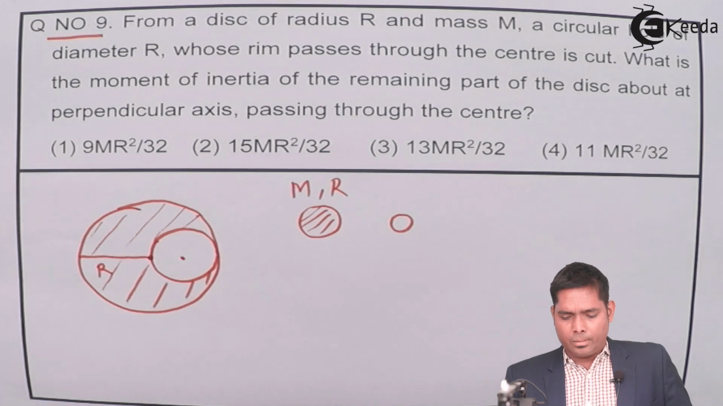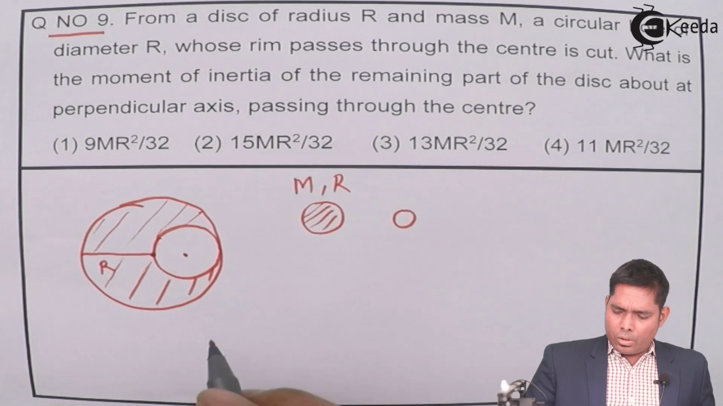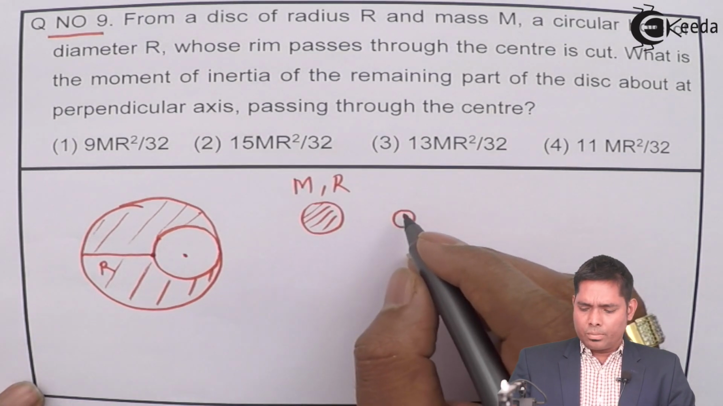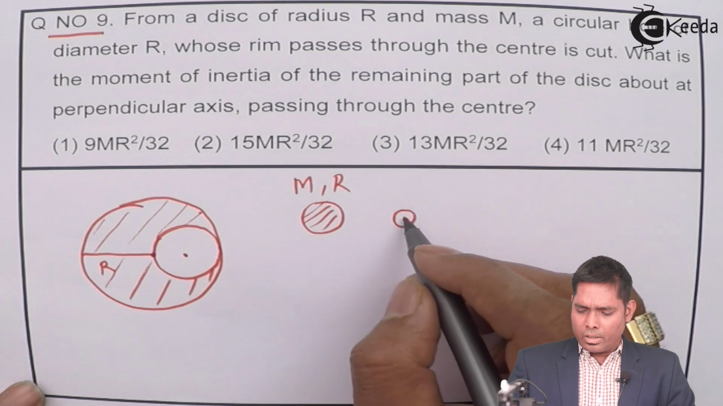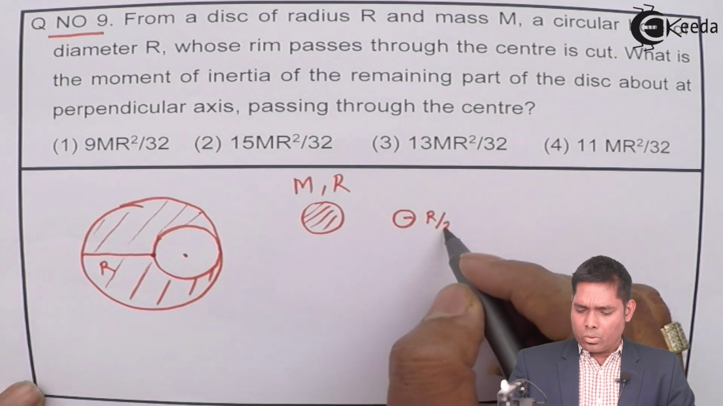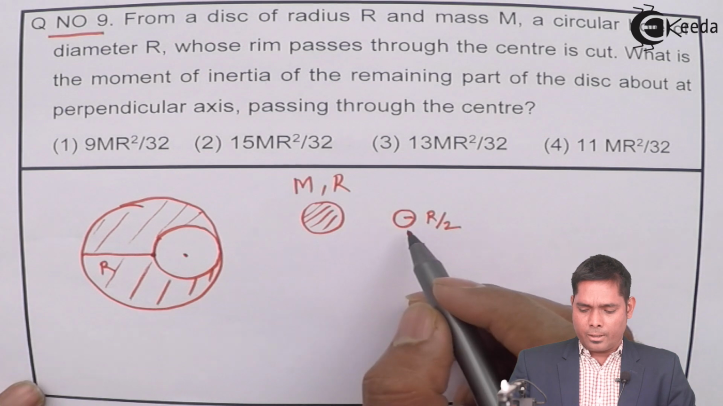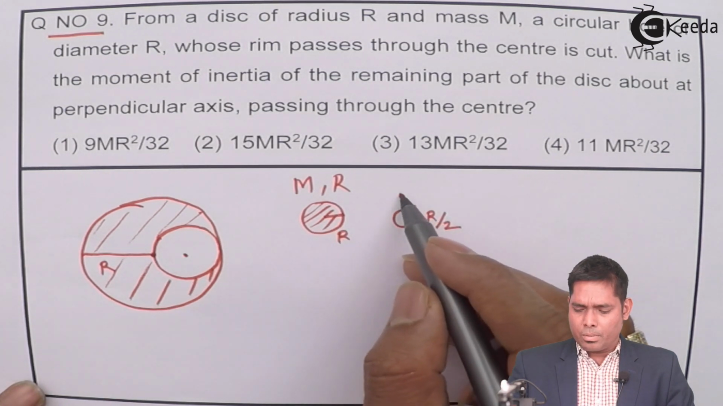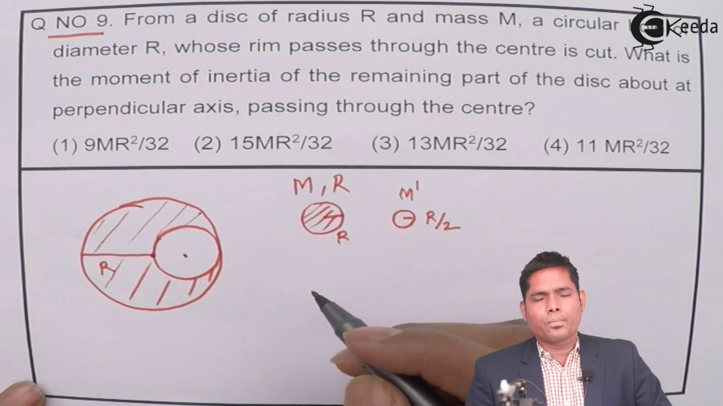So from here let us find the mass of this smaller portion whose radius is obviously r by 2 because the diameter is r. Here the radius is r by 2. What is the mass? Suppose the mass is m dash.